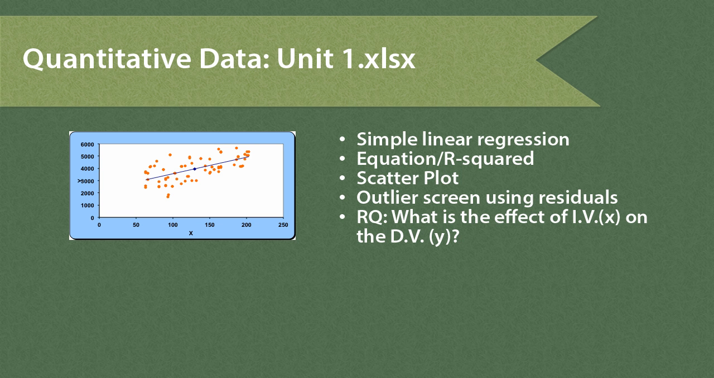Moving on, we'll learn how to use a residual plot to check for any regression outliers. In general, the research question that we're considering now that we're relating two variables is: what is the effect of the independent variable, or the X variable, on the dependent variable?